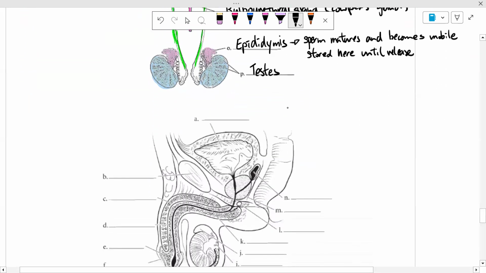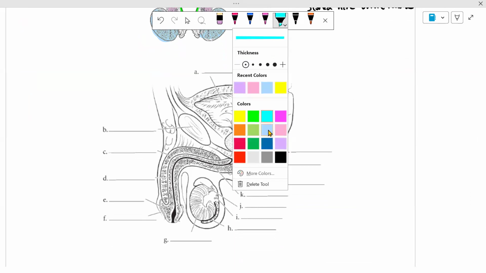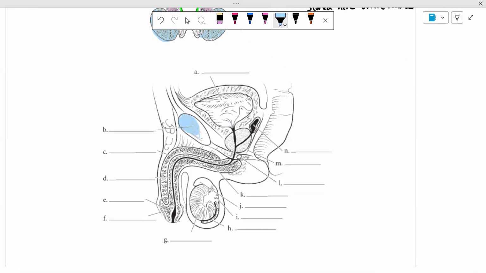All right, moving on. This is the sagittal view, mid-sagittal view. So we have this thing again. That's the symphysis pubis. What is this? What's A? Urinary bladder. That is a urinary bladder, yes. Maybe we can color it.